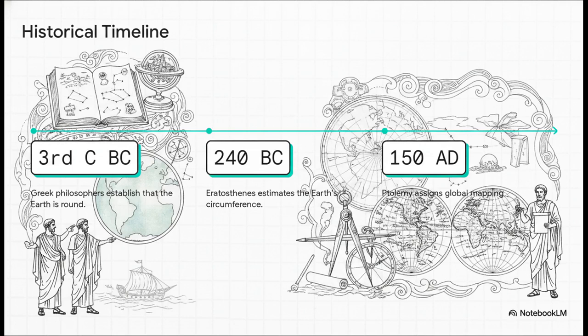Fast forward a bit to 150 AD, and Ptolemy publishes Geographia, assigning these revolutionary global mapping coordinates, latitude and longitude, to over 8,000 places. And, you guessed it, those coordinates only work if the Earth is actually round.